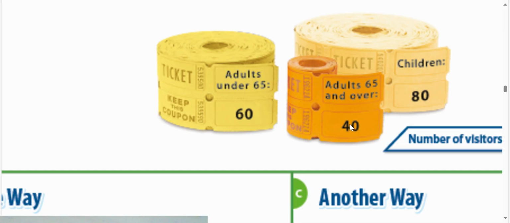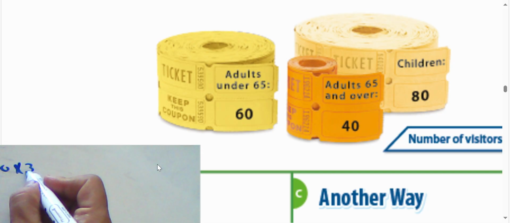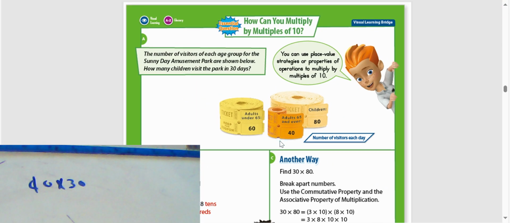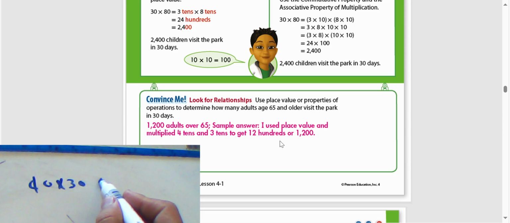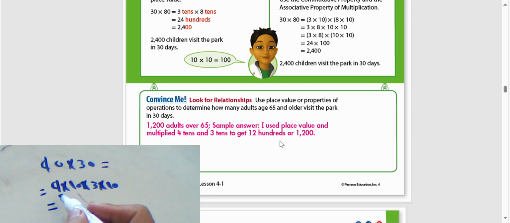He wants to find this number. In this question, he wants to find what? Adults 65 and older. We can put 40 times 30. Understood? So in this example, look here, we can put 4 times 30. About this question, 40 times 30, we can write 4 times 10 times 3 times 10. And then 4 times 3 equals 12, and 10 times 10 is 100. The result will be 1200.